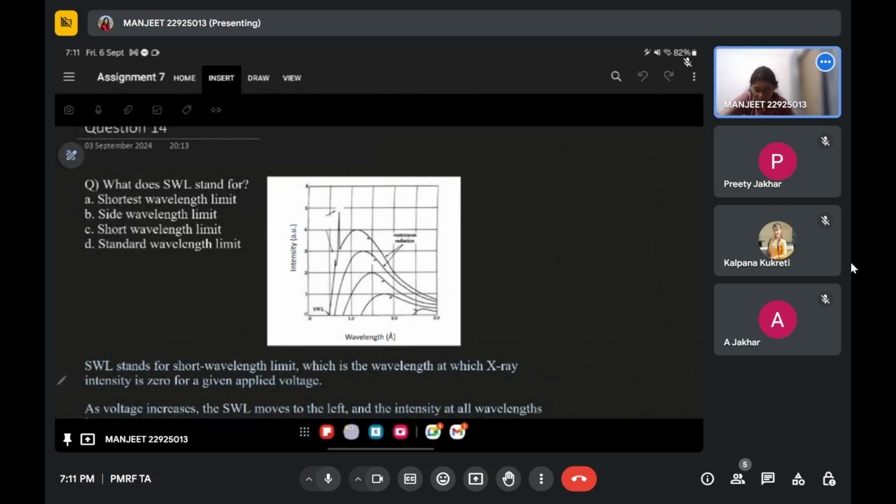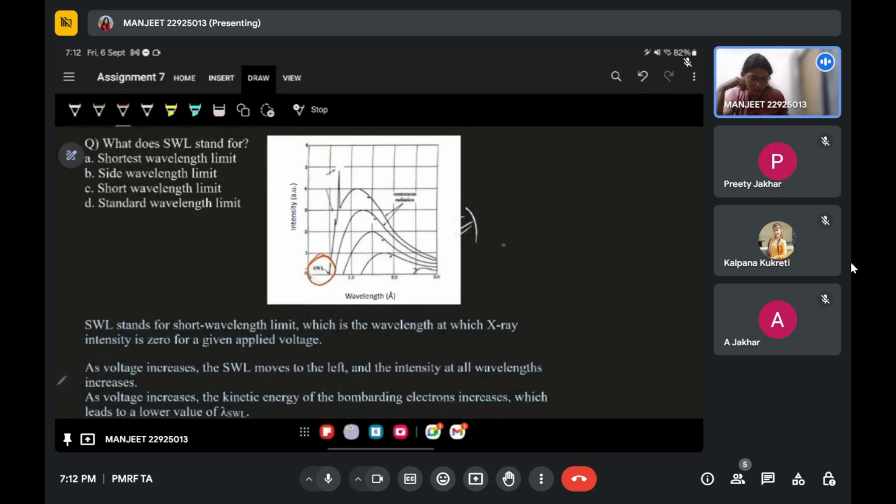So, what does this SWL stand for? If you see in this figure, what does this SW stand for? The options are: A, shortest wavelength limit; B, side wavelength limit; C, short wavelength limit; D, standard wavelength limit. So basically, SW is your short wavelength limit. What is this short wavelength limit?